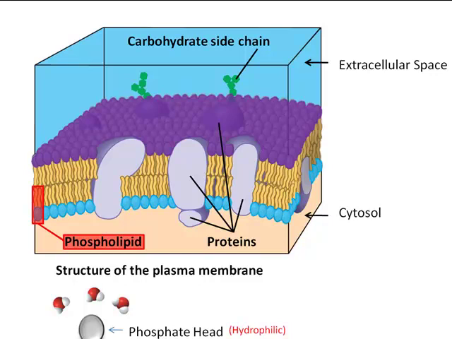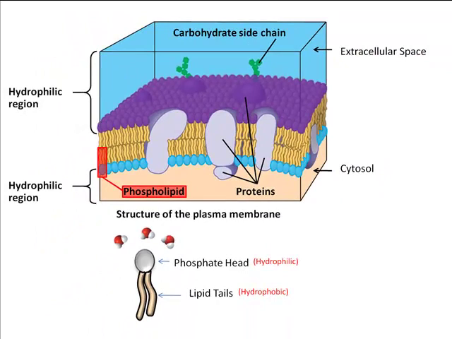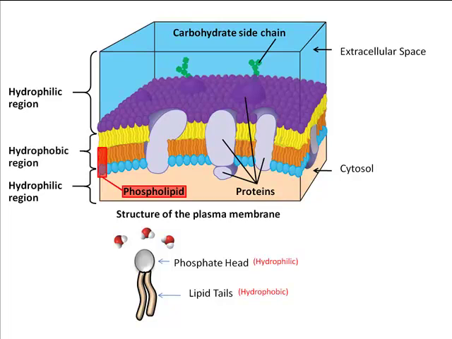This orientation is favorable because it positions the polar heads in contact with water molecules found in the extracellular space and in the cytosol, creating two hydrophilic regions. The nonpolar hydrophobic tails are directed toward each other, effectively shielding them from water and creating a hydrophobic region that acts as a barrier through which movement of molecules is controlled.